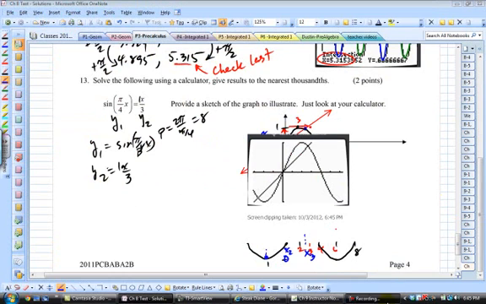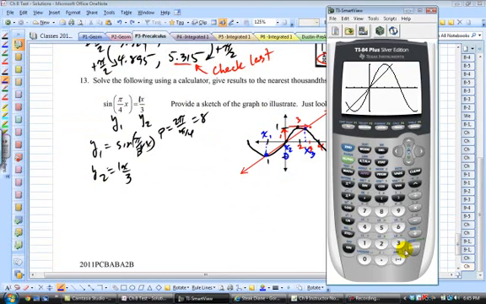Sorry, let me pause the video for a second. Okay, before I capture this image right here, I want to calculate the intersection point. So second trace, number 5, enter, enter. Put your cursor back at your guess. Over here on the left first. We'll get the one on the right.